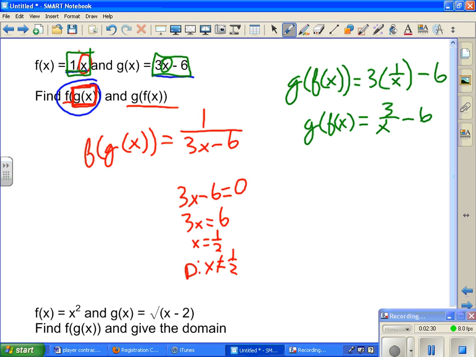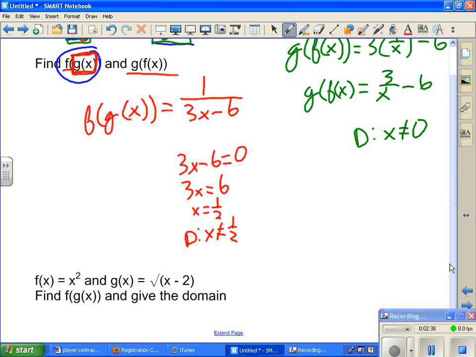That's about it. My only domain problem, x cannot equal 0. Get in the habit of looking for domain things on all these problems.